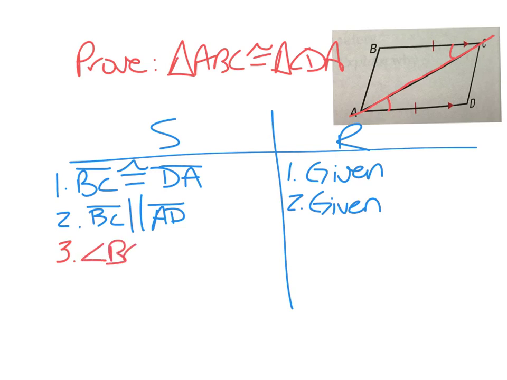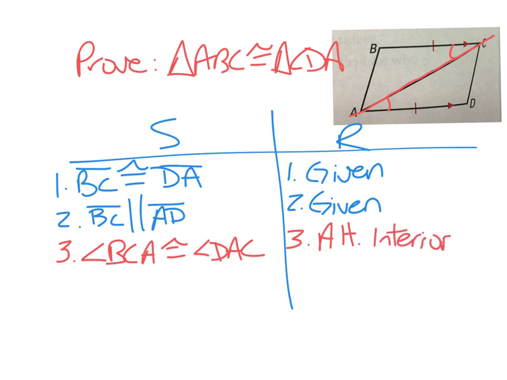So angle BCA is congruent to angle CAD. Oh, DAC, sorry. DAC, we have to write them in the same order. And those are congruent because of the alternate interior angles. I don't care if you shorten alternate. Alternate interior angles. Good.